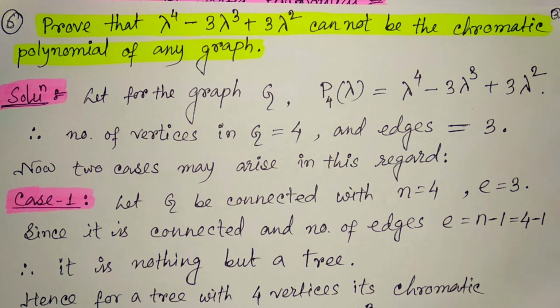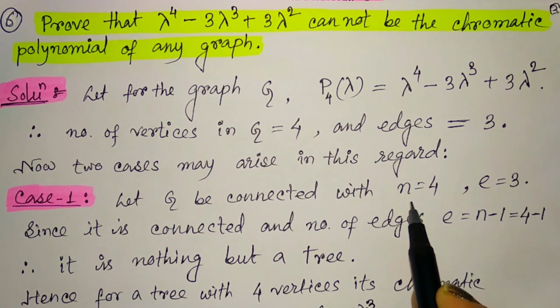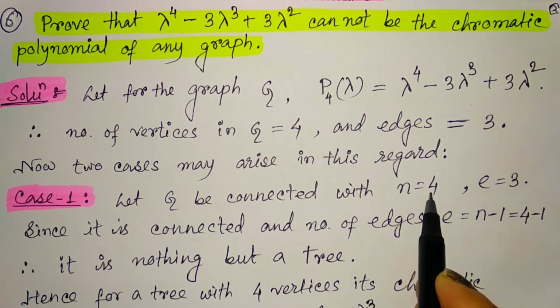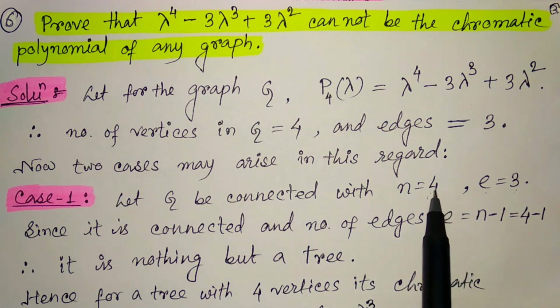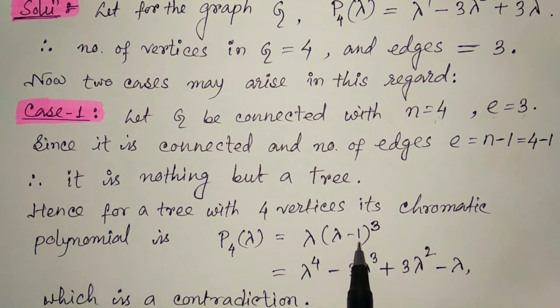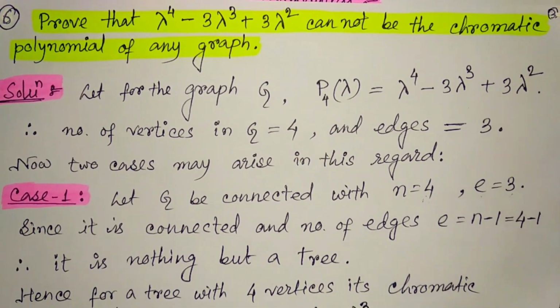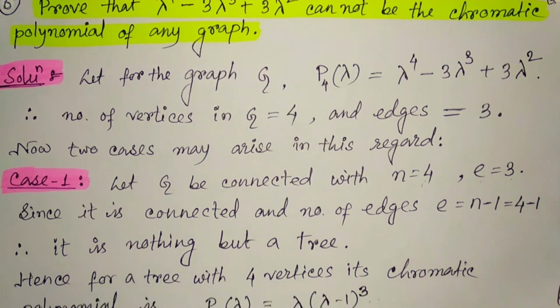So a graph having 4 vertices and 3 edges, if we want to draw it, there are two possibilities actually. Either it is connected or it is disconnected. If the graph is connected, then it should be a tree, because in our case n is equal to 4 and the number of edges is 3. So the number of vertices is 4 and the number of edges is one less than the number of vertices, that is n minus 1. So that property follows for a tree. If there are 4 vertices and 3 edges, then it should be a tree. As it is a tree, its chromatic polynomial should be lambda of lambda minus 1 to the power n minus 1. Here n is equal to 4, so it should be lambda into lambda minus 1 to the power of 3. If we simplify, we will find this one as its chromatic polynomial, which is completely different from the given polynomial. Hence, the given polynomial is not a chromatic polynomial for any tree having 4 vertices and 3 edges. Now the case 2.